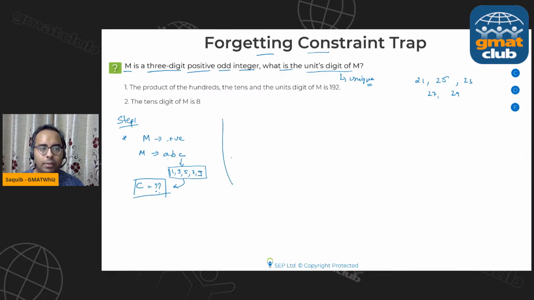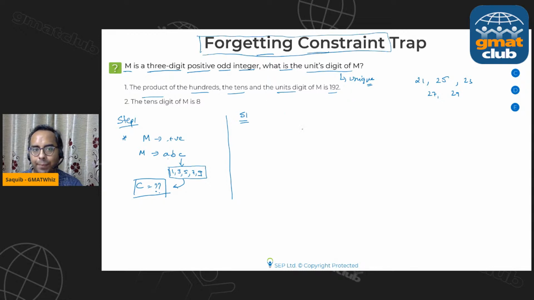With that in mind, you can then move on to the individual statements. So let's take up the first statement. The first statement is that the product of hundreds, tens, and unit digits is 192. By the way, I just noticed in the chat box a few of you are saying that the answer is E. If you marked E as an answer, then guys, you did fall for the constraint trap.